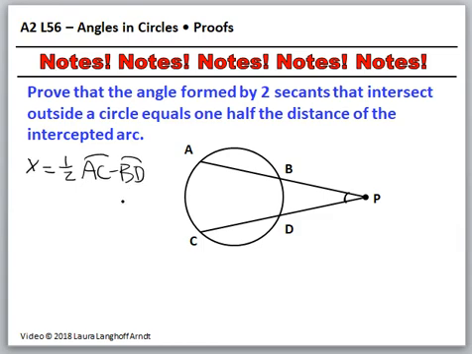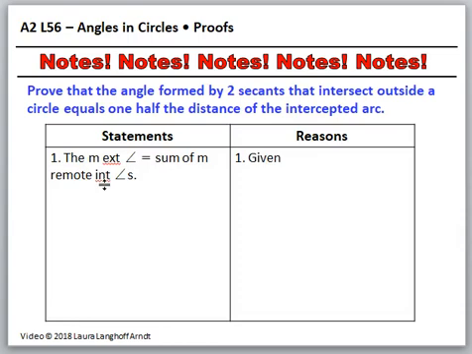And we let them know their arcs. That's what we are trying to prove. So what are we given? We're going to use our exterior angles. The measure of an exterior angle is the sum of the remote interior angles. Alrighty, where do we go next?